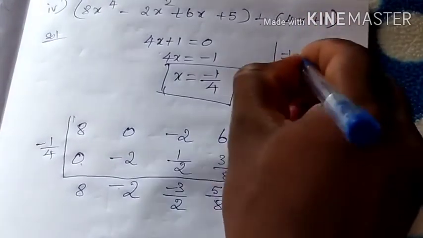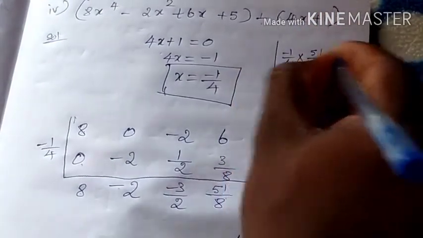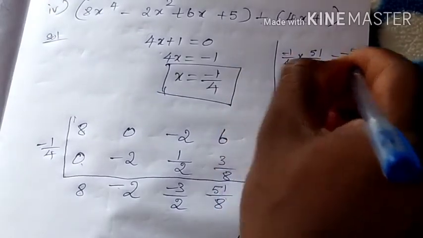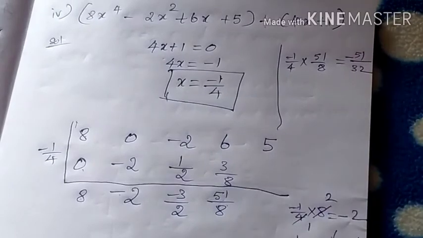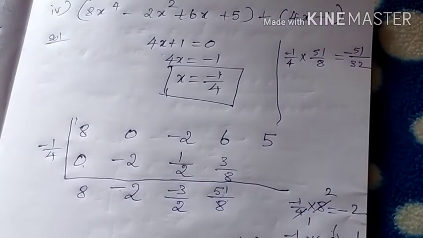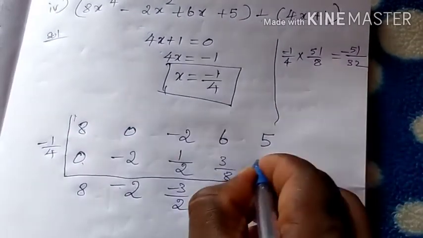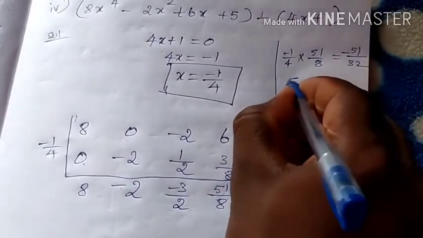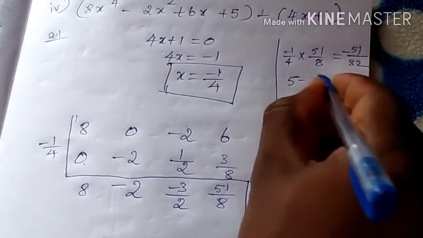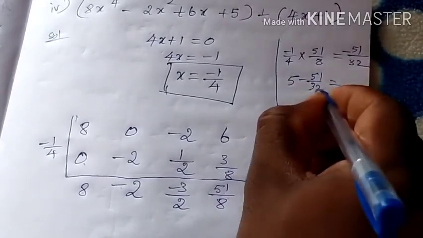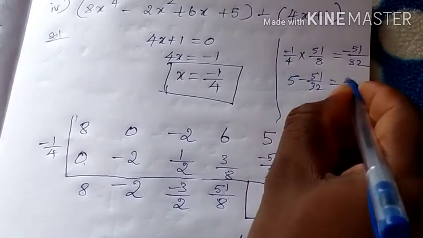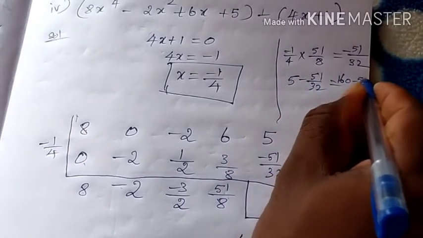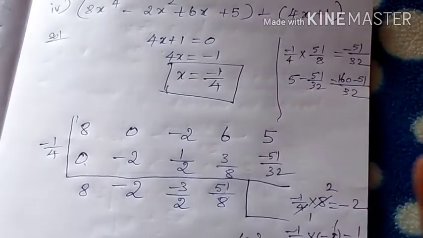Minus 1 by 4 into 51 by 8, which is equal to minus into plus, minus 1 into 51, 51 divided by 4 8s are 32. Okay, product of these two values: minus 51 by 32. Then the remainder is 5 minus 51 by 32, which is equal to 5 times 32. 2 5s are 10, 3 5s are 15 plus 1, 160. Minus 51 divided by 32.